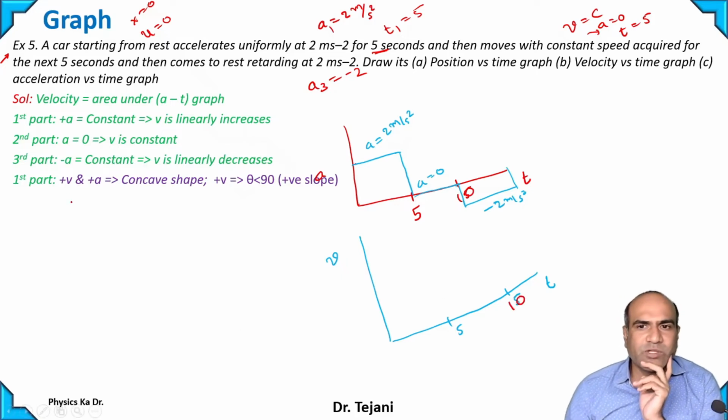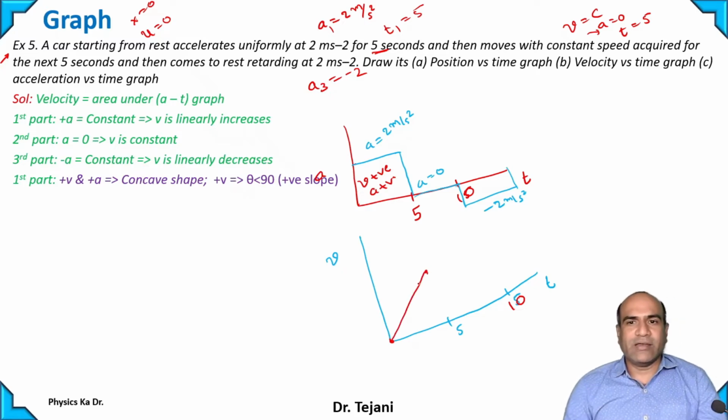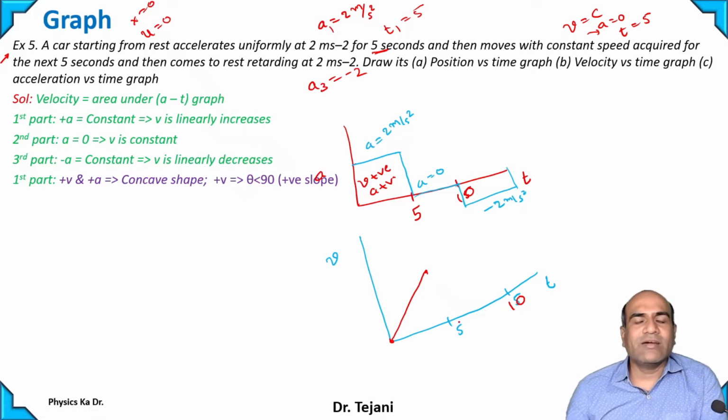For the first part, velocity is positive and acceleration is positive, and it is starting from zero. So velocity starts from zero. Velocity is positive and acceleration is positive up to this point, so it gives a linear straight line. Acceleration is constant, therefore our line is a straight line. You may check in the reverse direction also.